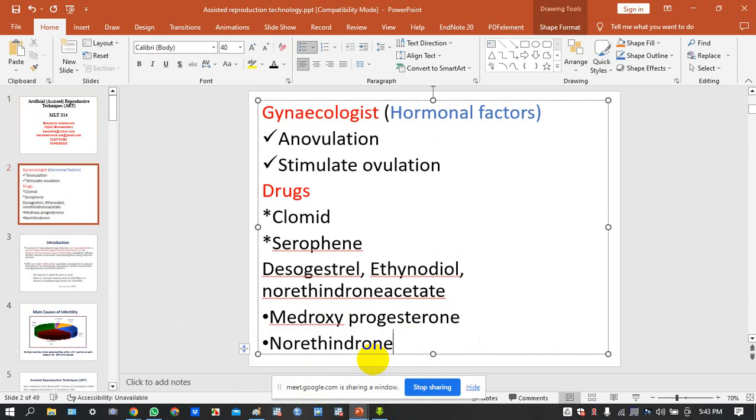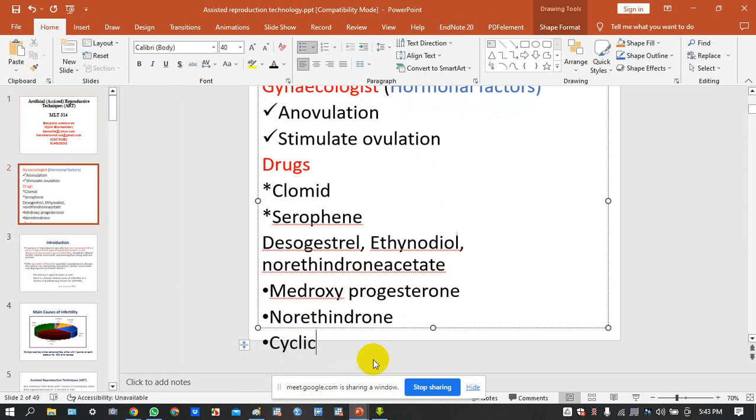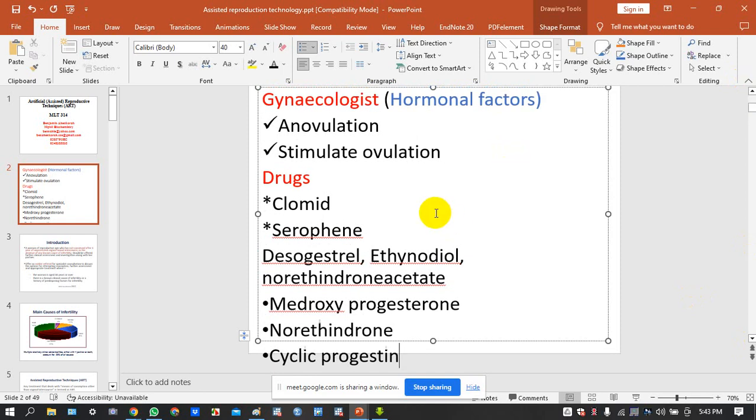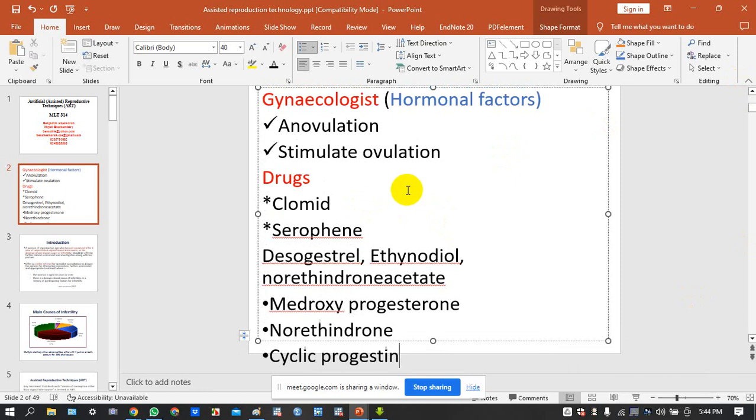Norethindrone. Then last one, cyclic progestin. So these drugs are supposed to induce ovulation. So women, they don't have a problem. If you see a woman is not giving birth, is not even menstruating, or is not ovulating, ovulation is supposed to cause what? Activate the follicular phase, so that when the follicular phase is activated on the 14th day, there will be the production of what? The egg. And that is what we call the unsafe period.